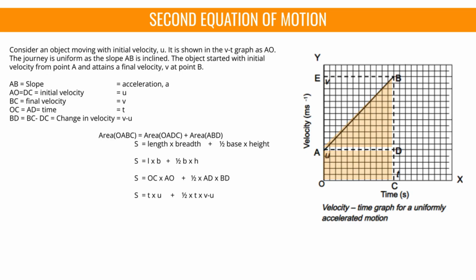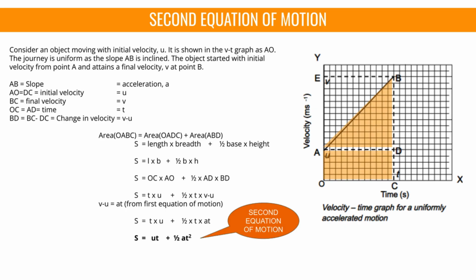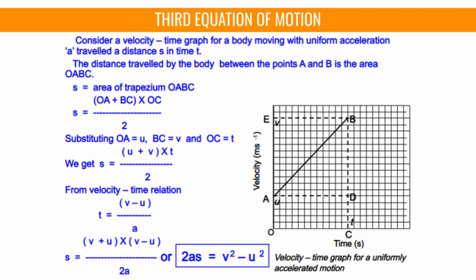Now, replace these annotations with values, OC with time t, AO with initial velocity u, AD with time t, BD with change in velocity v minus u. Using acceleration formula, v minus u equals at. And, hooray! We get our second equation of motion. Okay, quick question. What if in a numerical, time is not given? Don't worry, because this equation is your ultimate backup plan.